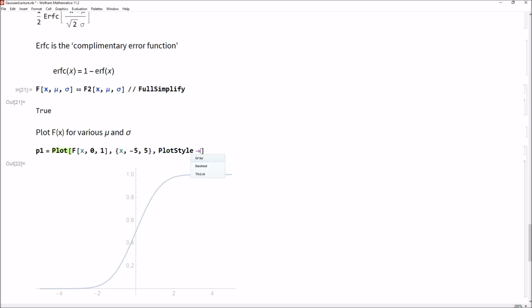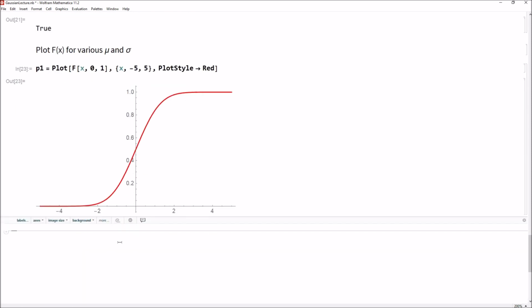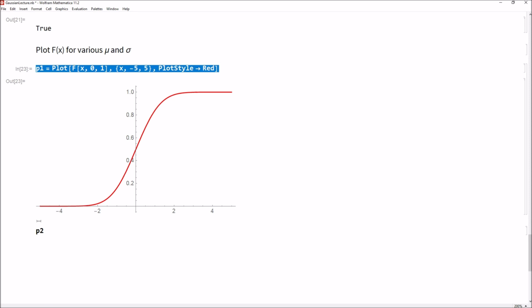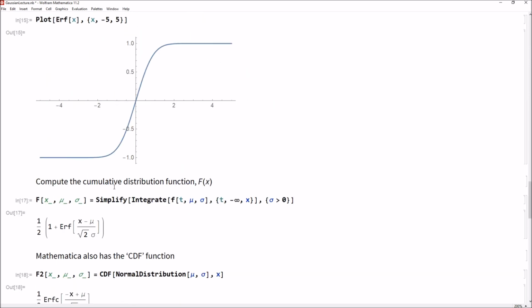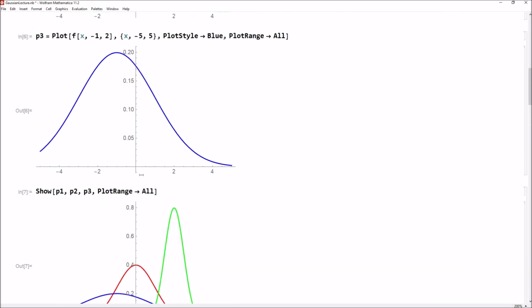Plot style goes to red. Okay. And then what was our other one? I think we had P2, was, what do we change it? Let me scroll up here. I'm trying to remember what these other Gaussians were.